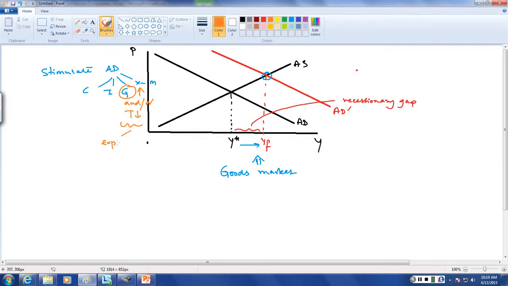Expansionary fiscal policy. Is that correct? Expansionary, because this is policy designed to expand equilibrium GDP, to narrow the recessionary gap. So this is what the government does, right?